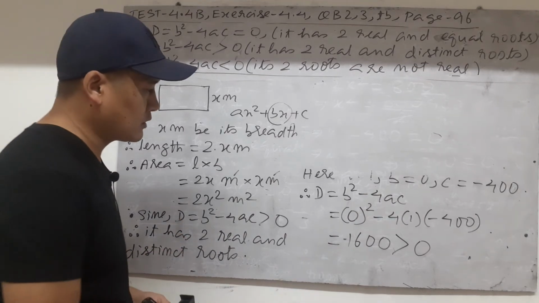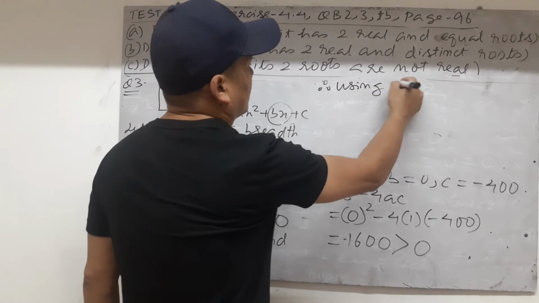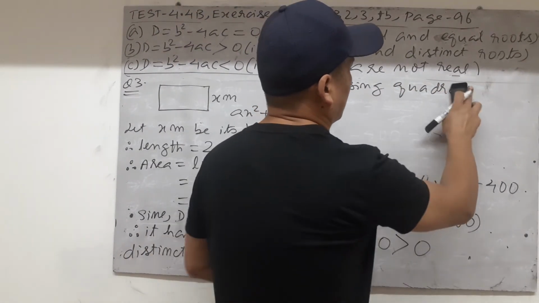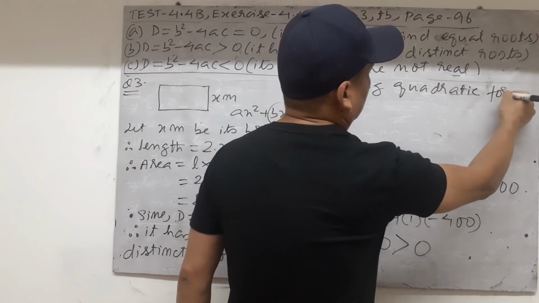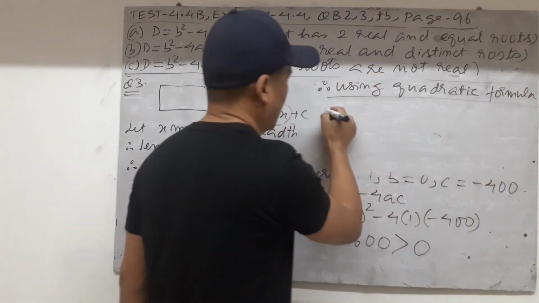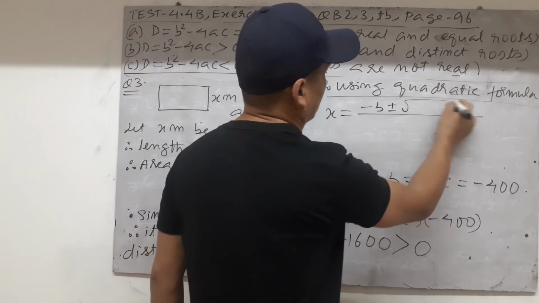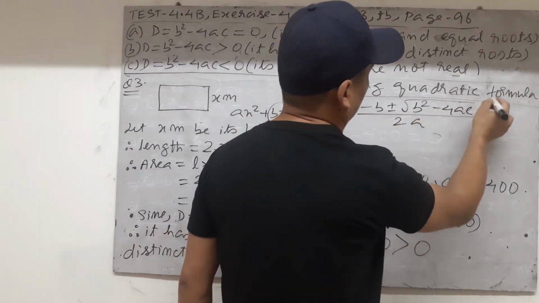So if it has real roots, then we can find the value of x by using the quadratic formula, or any method rather. But this is easier to follow now, I think, using the quadratic formula. The quadratic formula, we know by memory, is minus b plus minus root over b square minus 4ac, divided by 2a.